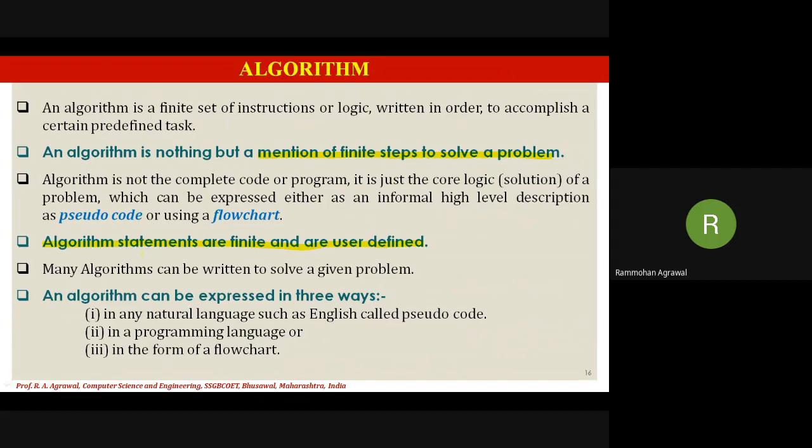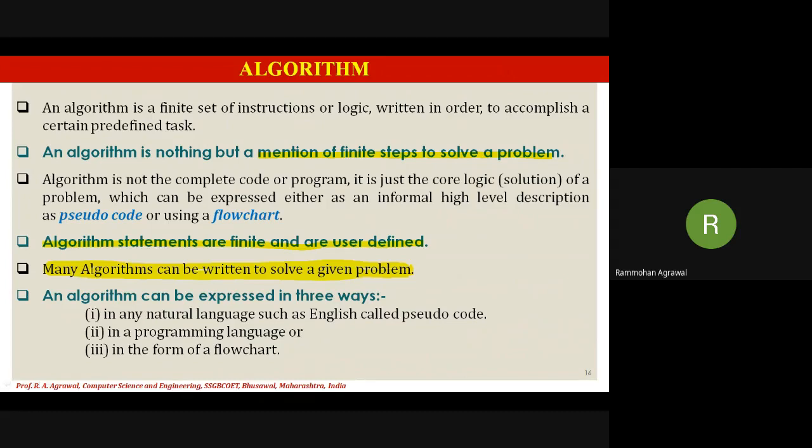Many algorithms can be written to solve the given problem, but remember that at the end of the steps you will get a unique answer. Suppose you want to calculate the area of a circle. If you give the value r equals 2, then all the persons writing an algorithm will get the same answer as the area. The number of steps may vary, but the answer will be the same.